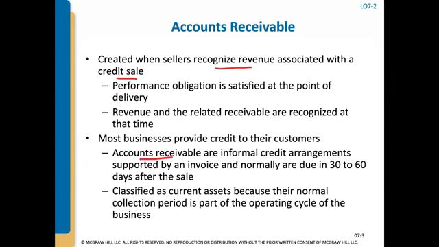So when we book accounts receivable, it's basically an informal credit arrangement with your customer, saying that you're going to pay us back within 30 to 60 days after the sale, and therefore it is classified as a current asset on the balance sheet. And we say informal credit arrangement because there's no actual written contract like you would have if you're loaning money to someone and they would sign a contract.